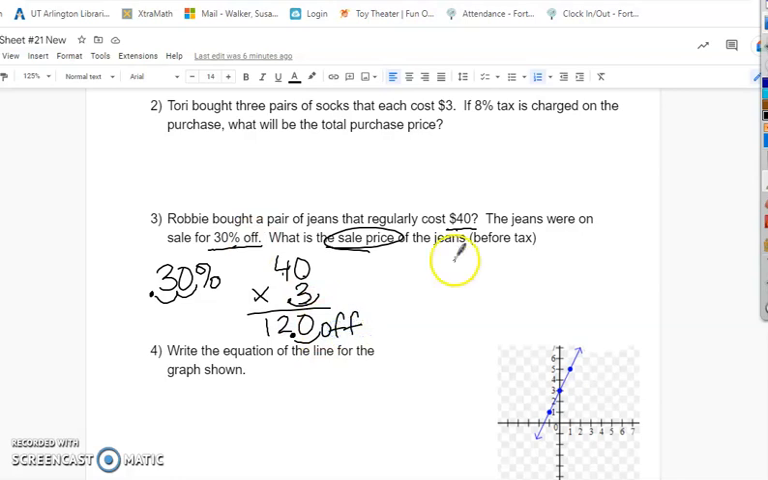So your job is to subtract $40. Normally we put 0.00, but I want you to subtract $12. Put it right there and subtract, and that's the sale price.